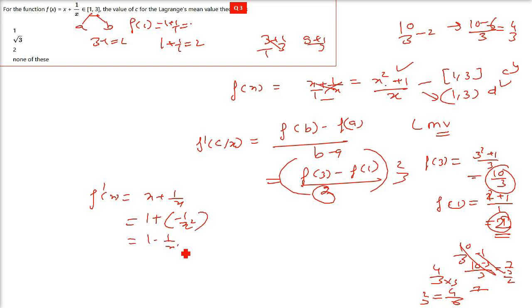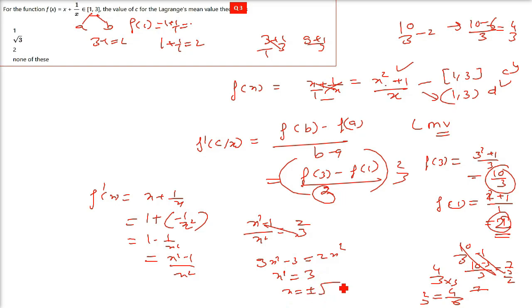And this is 1 plus 1 by x square minus 1 by x square, and I'm equating it with 2 by 3. So this is 3x square minus 3 is equal to 2x square. So when you take this here, x square is going to be 3. X you will get as plus minus root 3.